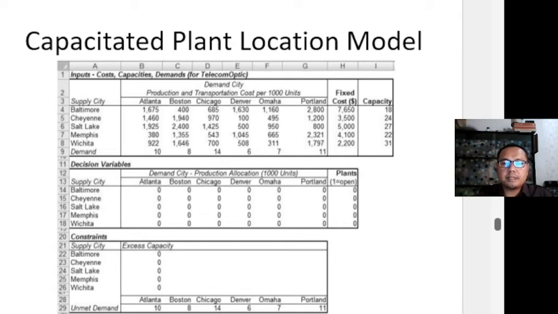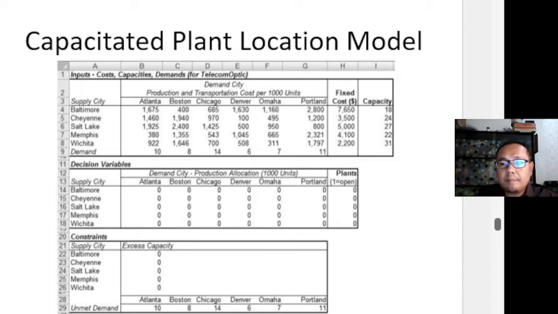This is the next step: to construct a cell for each of the constraints in the equations that we discussed before. So the constraint cells are shown in this figure 5.10. Cells B22 to B26 contain the capacity constraint in the equation, whereas cells B29 to G29 contain the demand constraint in equation 5.2 before.